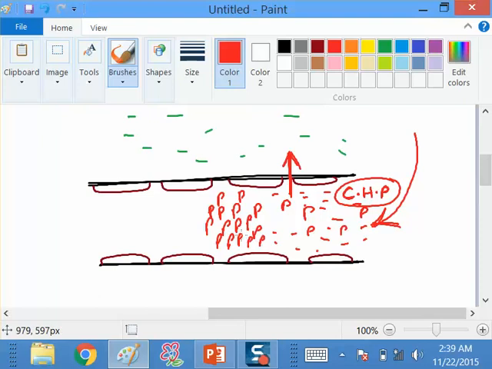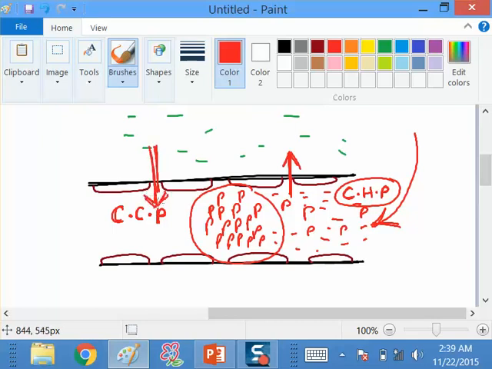Proteins are called colloid. Because now the protein is becoming more here, the colloid pressure is increased. So this is called capillary colloid pressure, that pulls back the fluid.